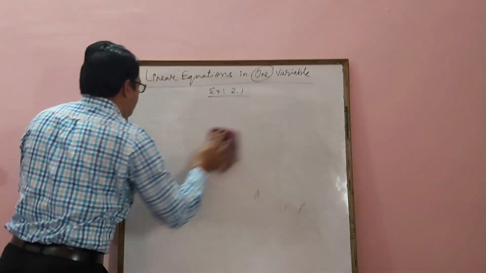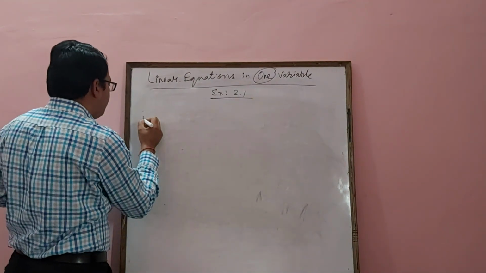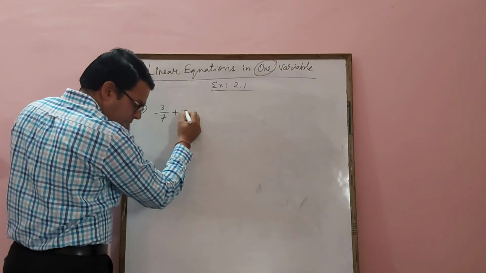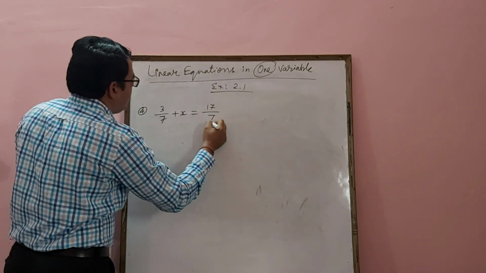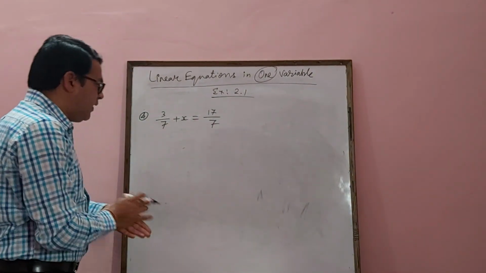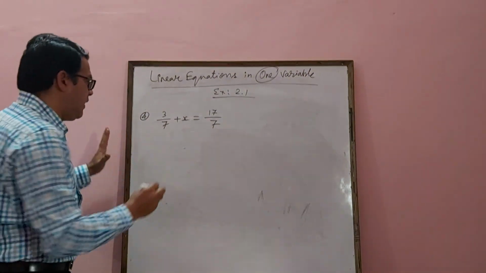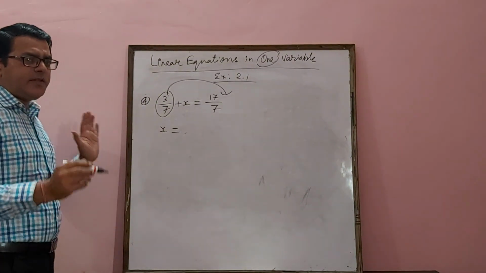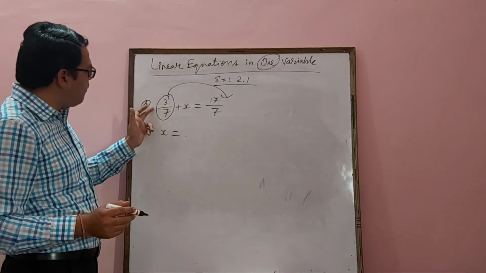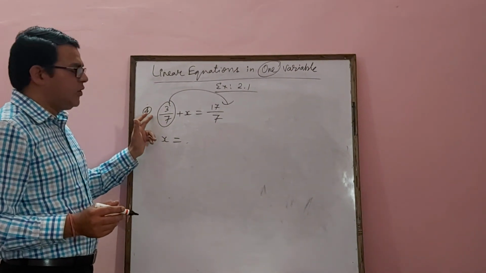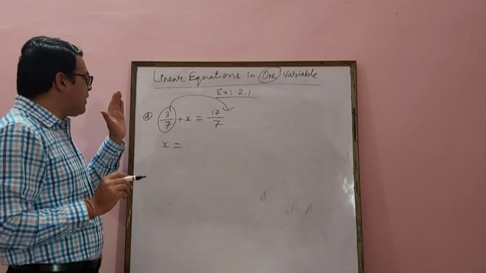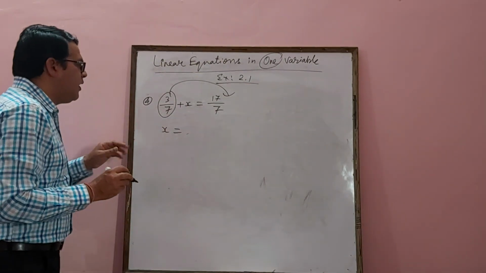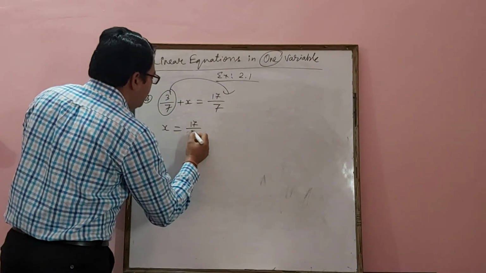Question number 4 I am solving now. 3 upon 7 plus x equals 17 by 7. Now see, with this x, 3 upon 7 is there. We have to shift this 3 upon 7 to the right hand side after changing the sign. See, before this 3 upon 7 there is no sign. If no sign is there, you can consider the sign positive. Positive is the default sign that we can consider. Now x equals, we can write, 17 by 7.